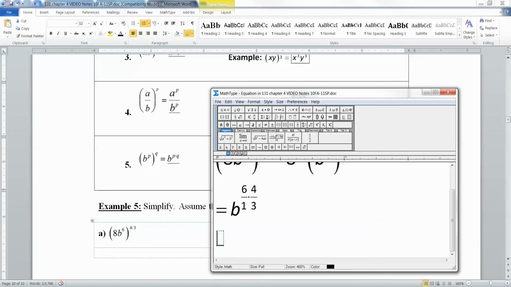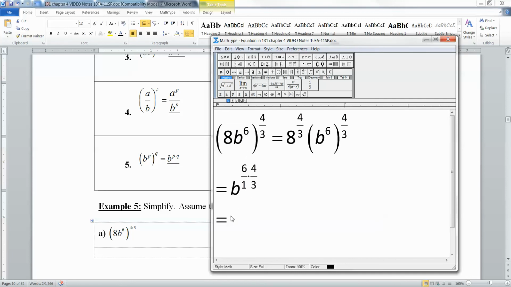So by the way, let's just do the b part right now and get it over with. So the b is going to be, let's see, 3 goes into 6 2 times, so it's b to the 8, because 2 times 4 makes 8. So that's why it's b to the 8. So the b part's the simple part.